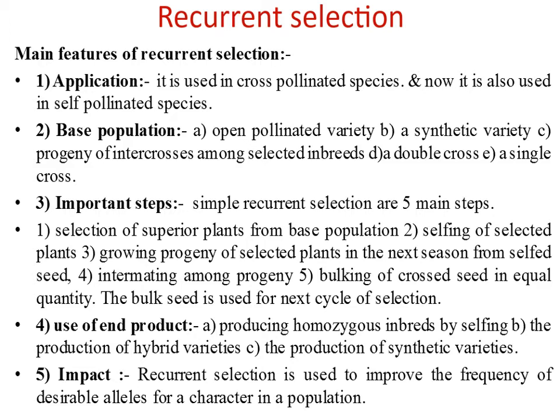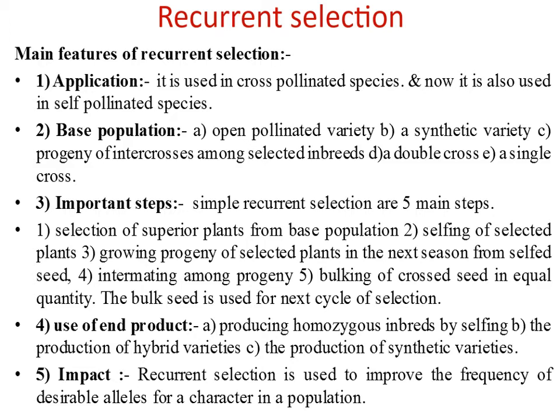Important steps. Simple recurrent selection has five main steps. Selection of superior plants from the base population. Second, selfing of selected plants. Growing progeny of selected plants in the next season from selfed seed. Intermating among progeny. Bulking of cross seed in equal quantity. The bulk seed is used for the next cycle of selection.